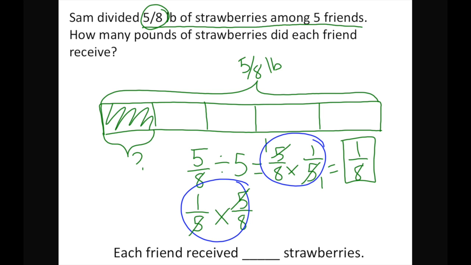As I solve this, I do the same thing. I cross cancel, I multiply, and I get the same answer. Either way would be fine. Each friend received 1/8, that should say 1/8 pound of strawberries.